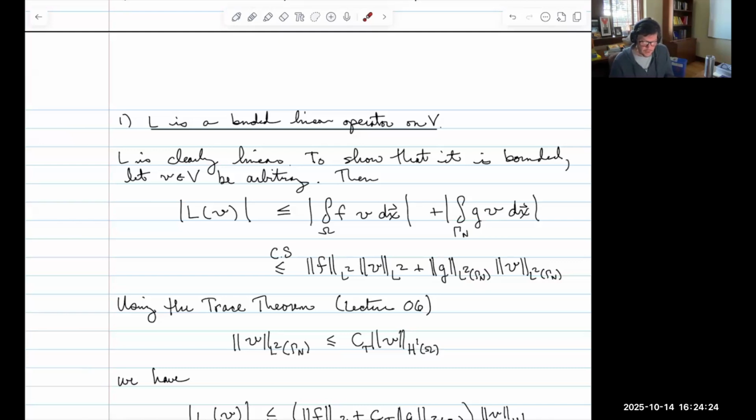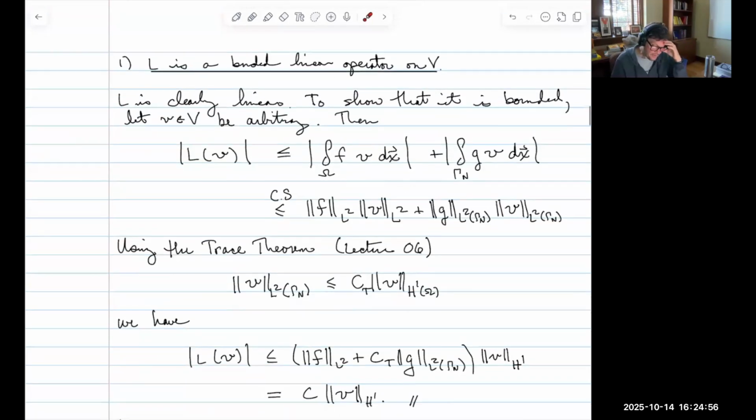They're only for some part of omega's boundary, in particular the Neumann part. Now I need to use a trace inequality because I need this to be something like an H1 norm. So what do I do in that case? Well, if the boundary is sufficiently nice, I can do this using what's called the trace theorem, or some small modification of the trace theorem that we gave from lecture 6.